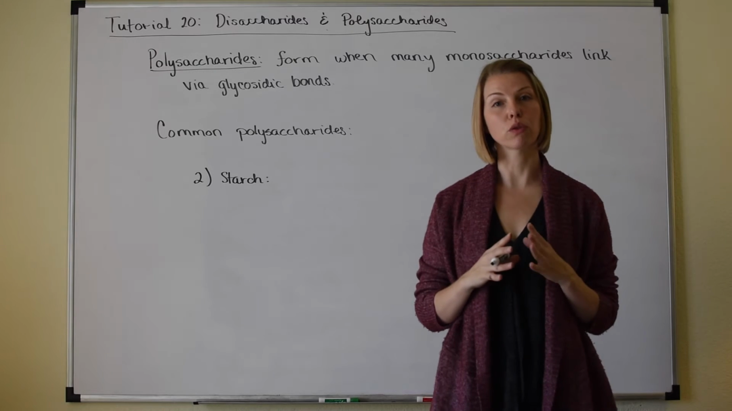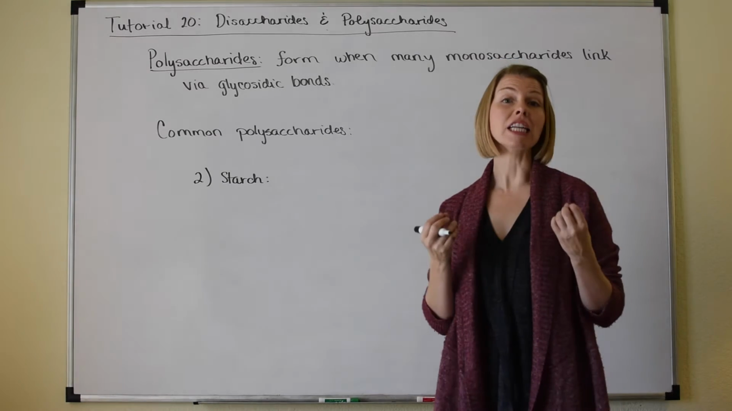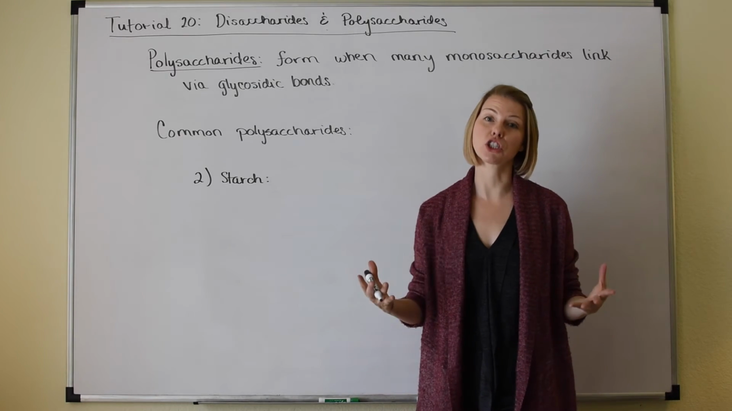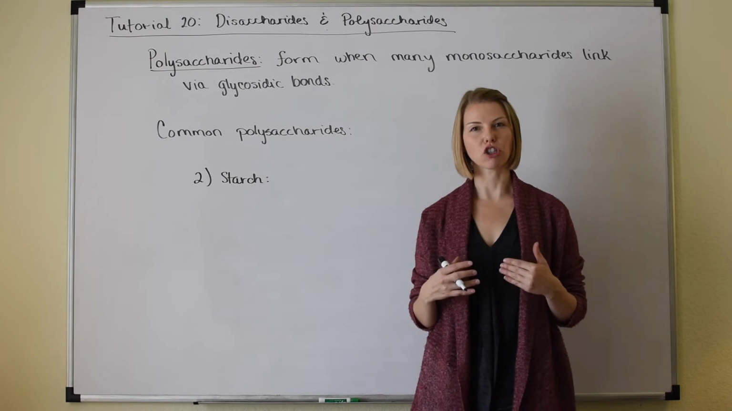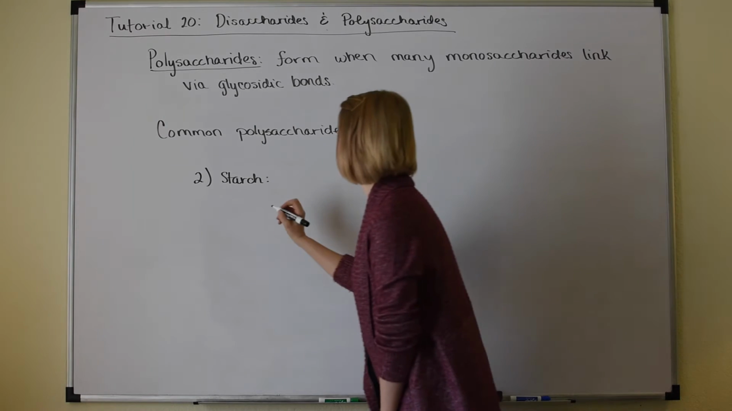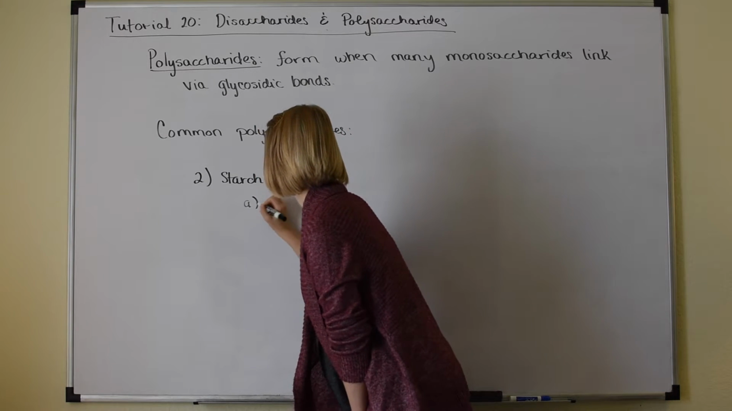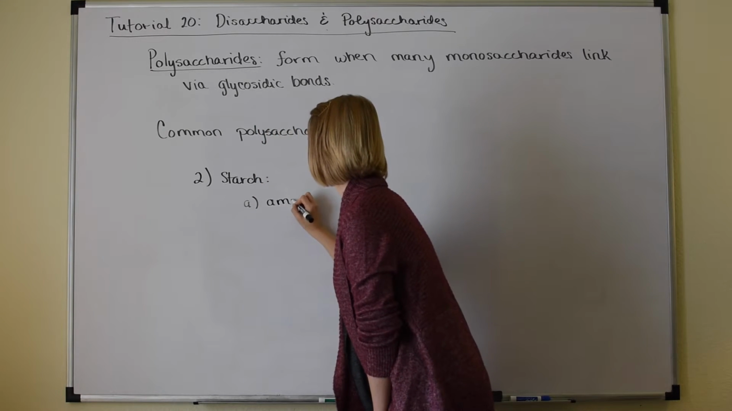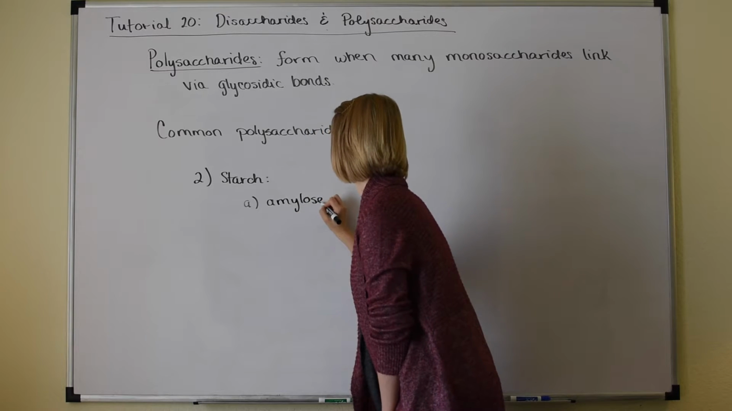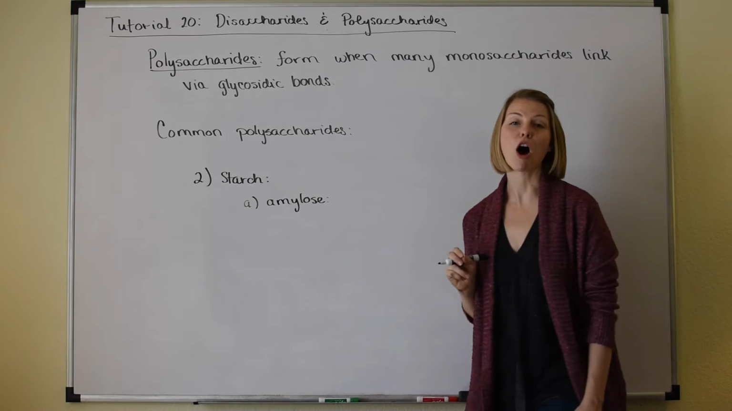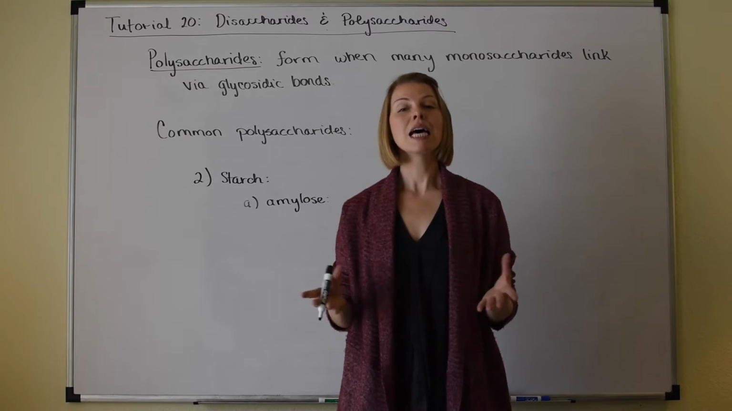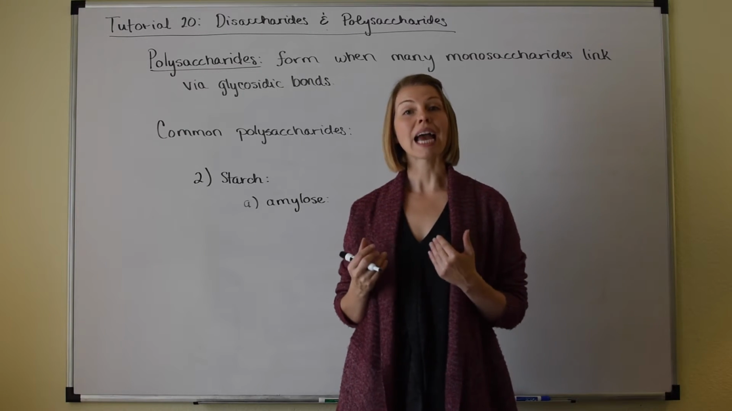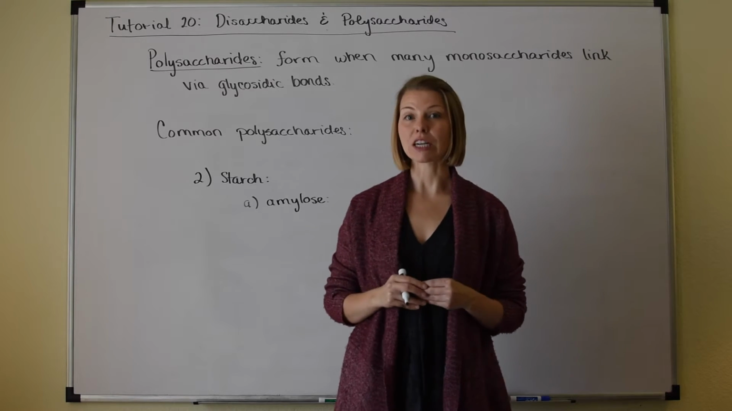Plants store glucose as starch, and starch is actually a mixture of two main polysaccharides. And we're going to talk about the structure of each. So let's write A here for the first, which is amylose. And amylose is a polysaccharide composed of D-glucose units which are connected by alpha-1,4 glycosidic bonds.